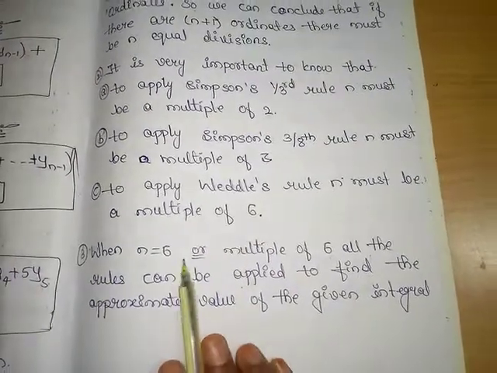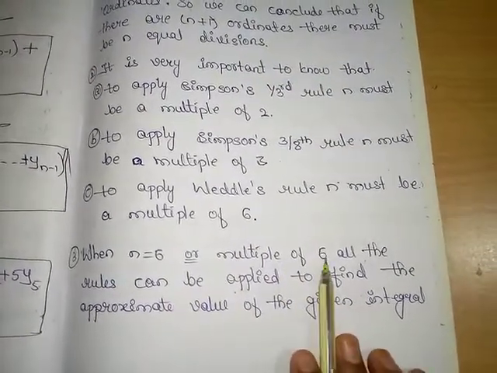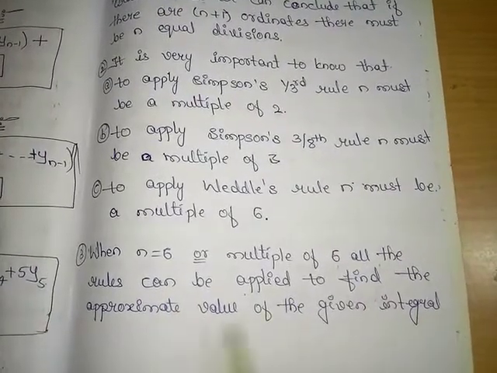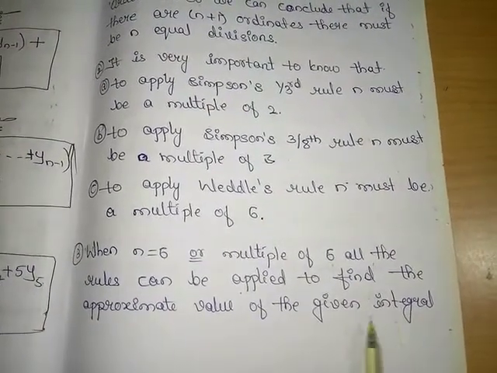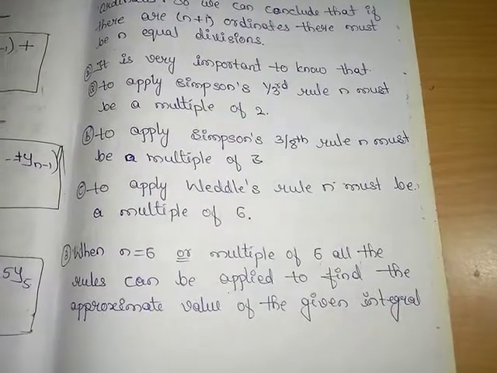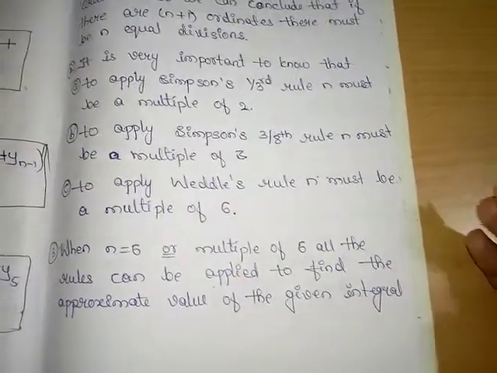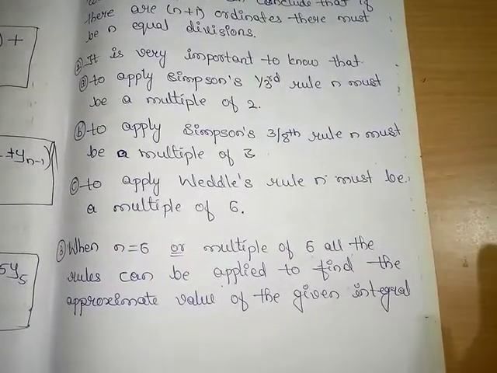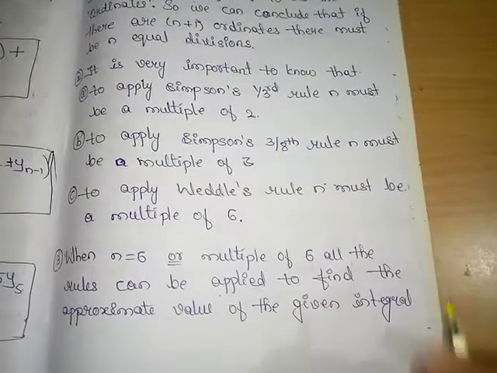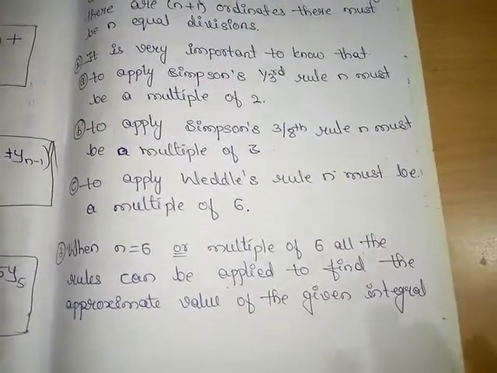Okay, when n is equal to 6 or a multiple of 6, all rules can be applied to find the approximate value of the given integral. See, if n is a multiple of 6, then we can use any method to get the required solution. And remember, if n is equal to 6, all the 3 rules give us the same result.